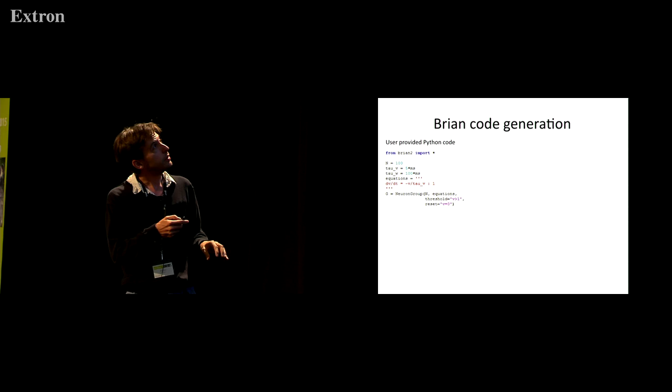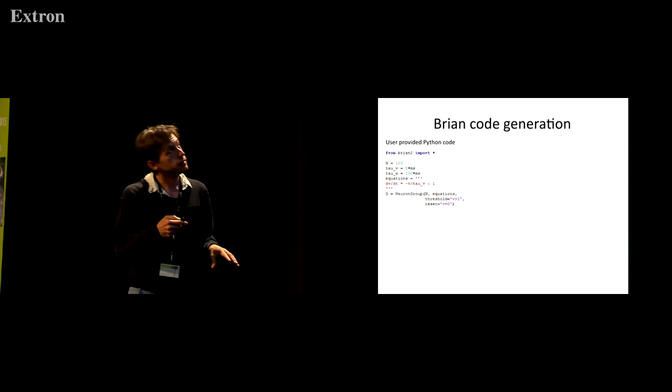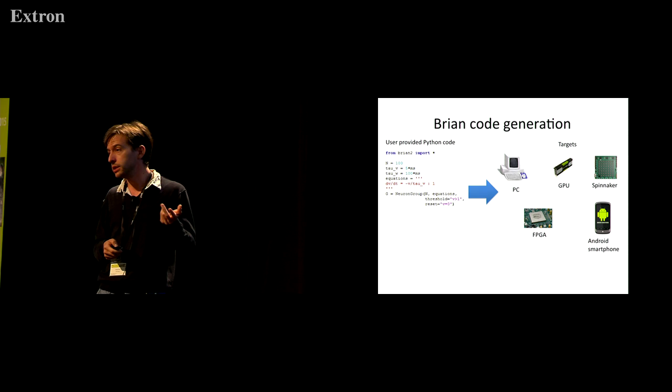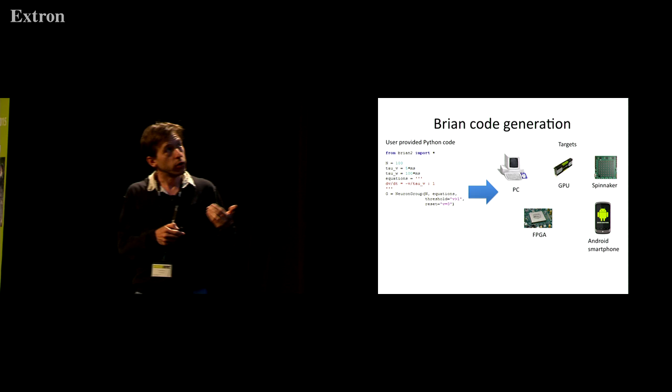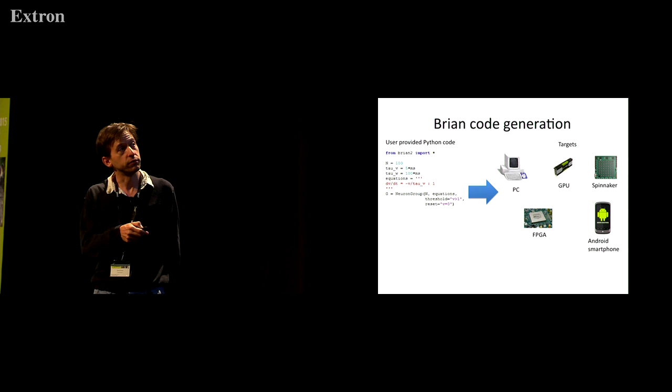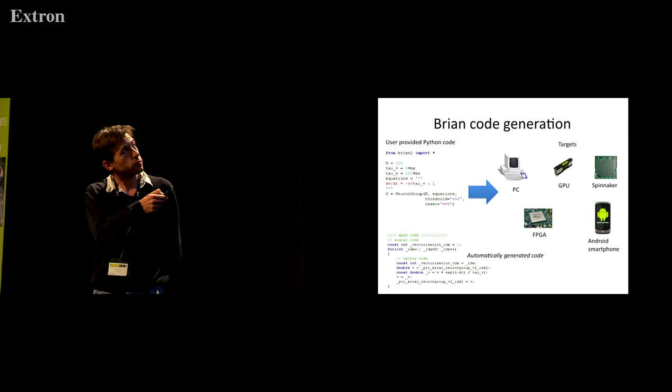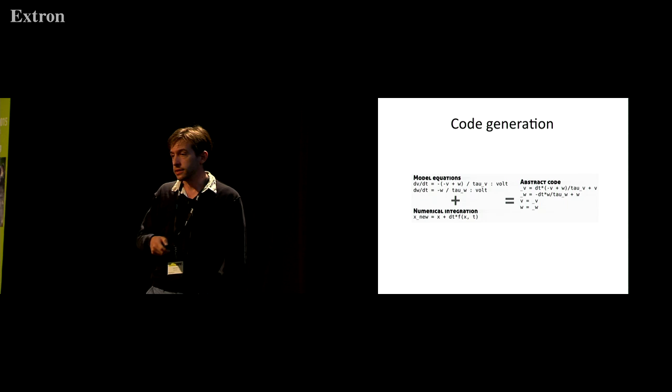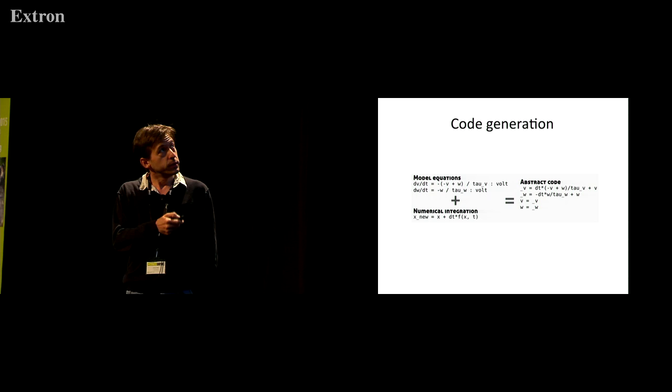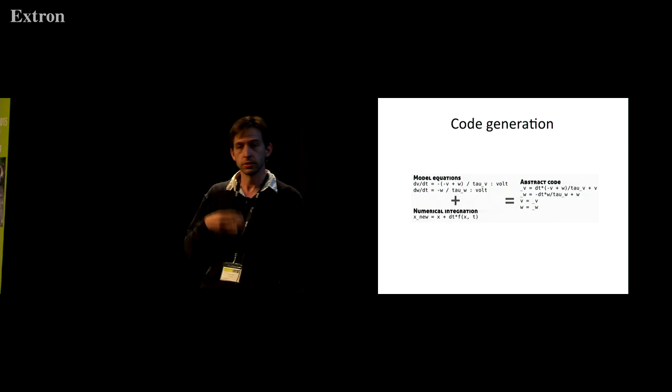From the user point of view, it's basically the same. But what happens behind the scenes is that these equations are transformed into code that is then executed on different possible targets. For example, a PC, or a GPU, or some neuromorphic hardware, or FPGA, or even an Android smartphone. And for that, Brian now transforms the entire models into C++ or C code that is automatically generated and specific to the target. The way we do it is in two steps, and this is illustrated for neuron models. The first step is to transform the model into an abstract code. The abstract code is not specific to a target, it's just a series of instructions in a language that is close to Python.